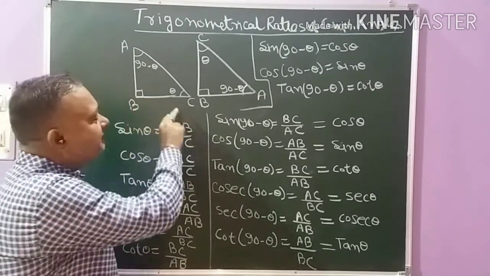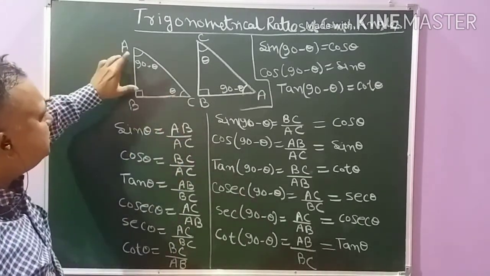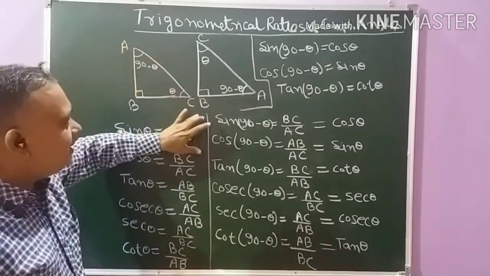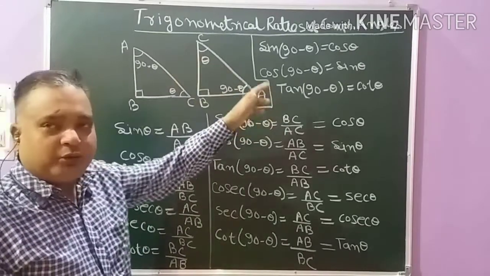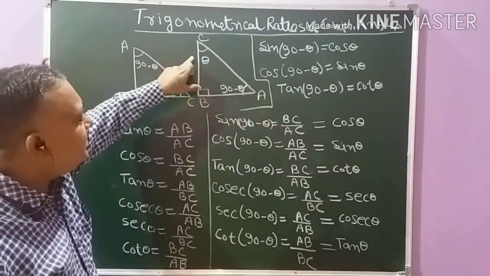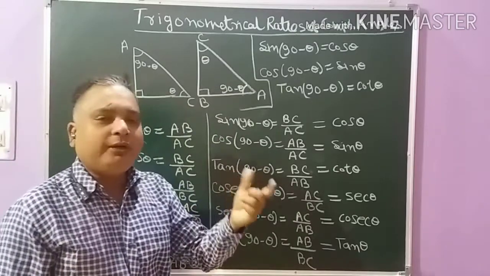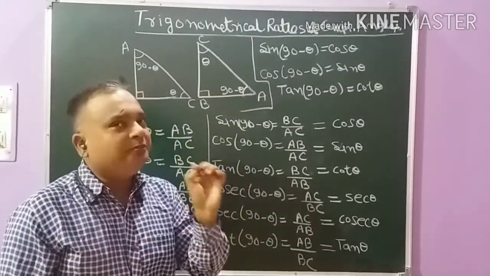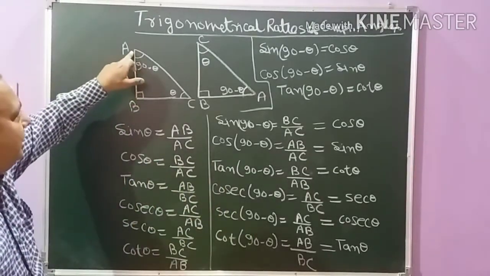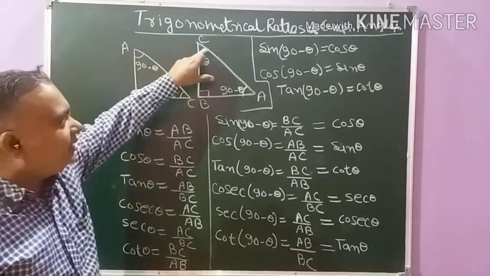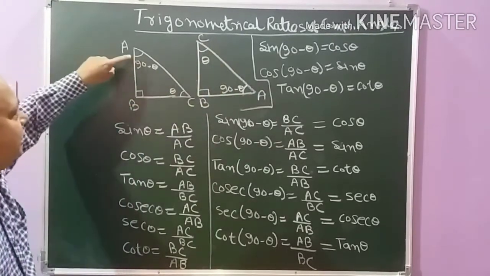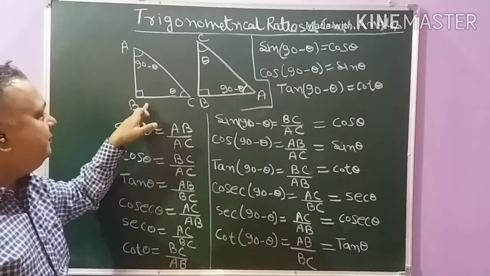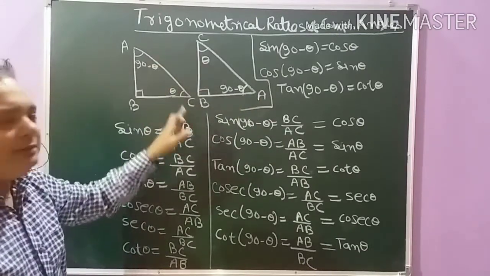Now I just rotate, or we can simply interchange the position of A and C. So when I change the position of A and C, the angles are also interchanged, and the positions of base and perpendicular will also interchange. But what will not change? The hypotenuse remains the same in both diagrams. Look here, the hypotenuse is AC. Again here the hypotenuse is AC. Here the perpendicular is AB, but here AB is the base. Here BC is the base. Here BC is the perpendicular.